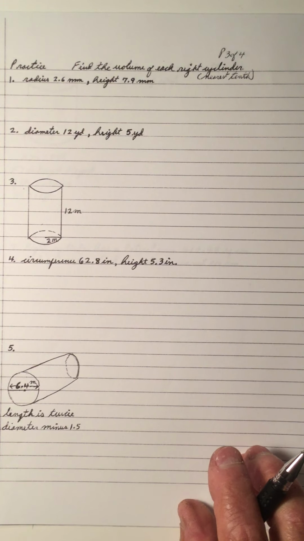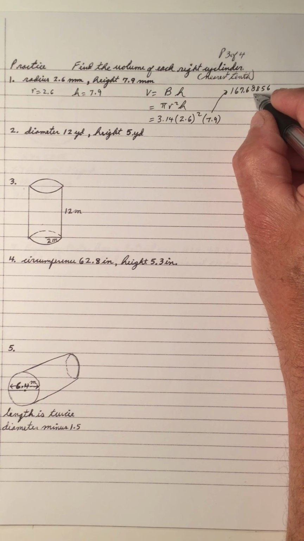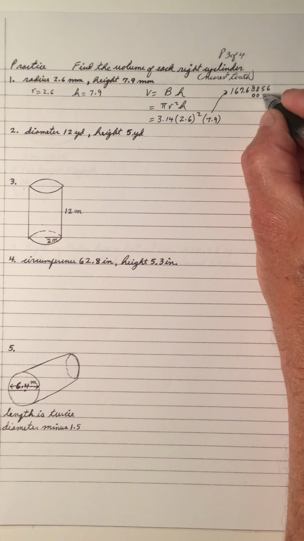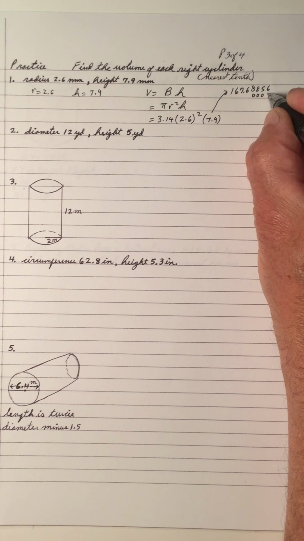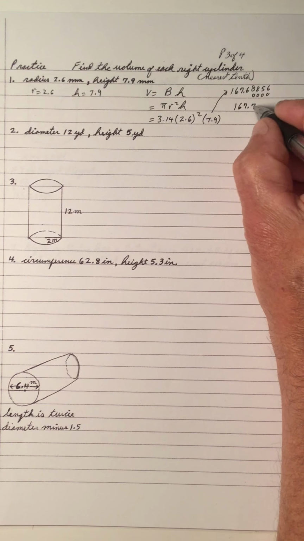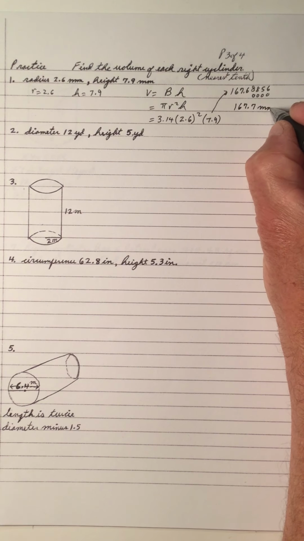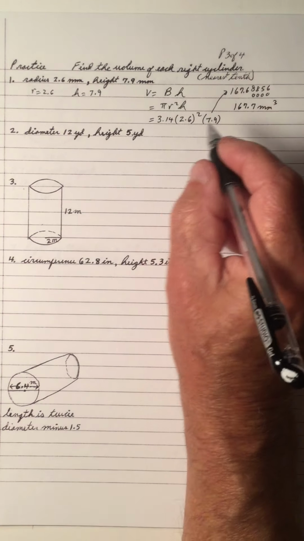And that gives us 167.688 on a calculator. And we have to round it to the nearest tenth, so the 6 is in the tenth place. So all these digits become 0. The 8 is greater than 5, so we add 1 to the 6. So it's 167.7, and that is in millimeters, so it's millimeters cubed.